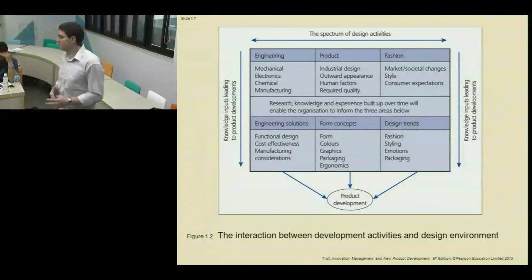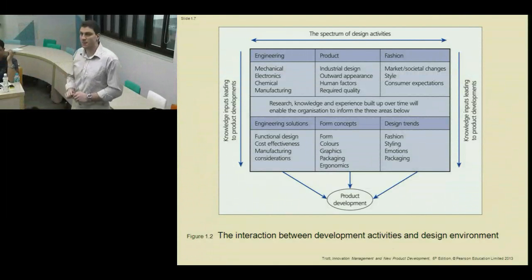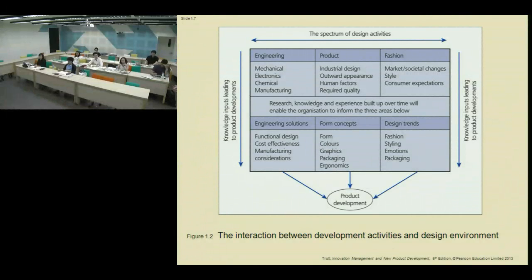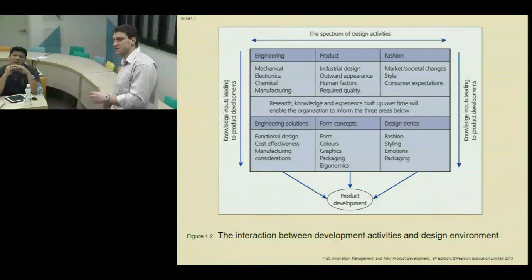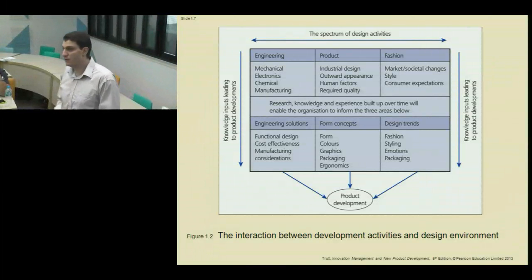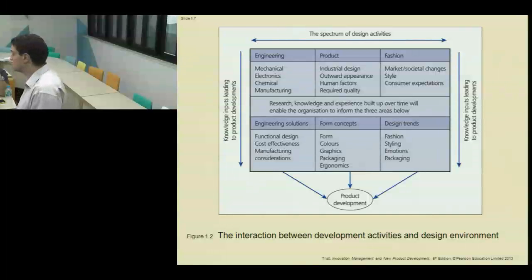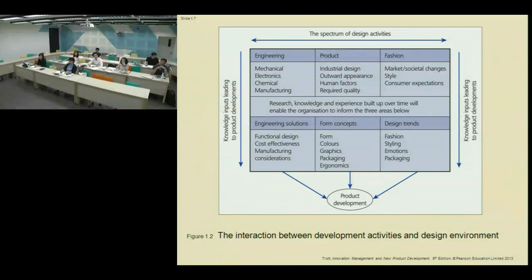Then again, we have the interaction between development activities and design environment. So we have the spectrum of design activities. We have engineering, which is mechanical, electronics, chemical, anything that related to manufacturing. We also have product. We have industrial design, human factors, required quality, and so on. And then we have fashion, market, societal changes, we have style. We also have consumer expectations. People and we as customers, as consumers, we have some expectations from companies.